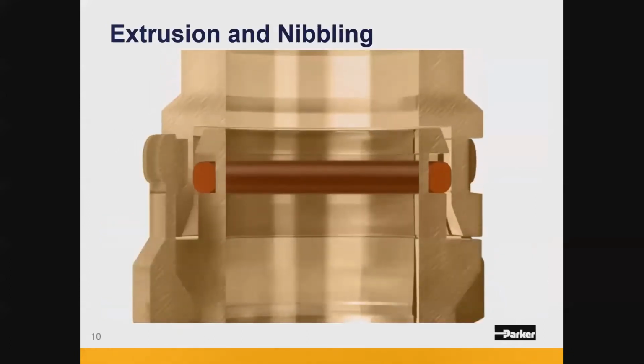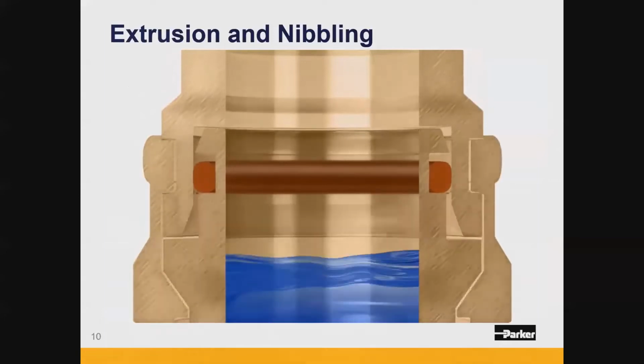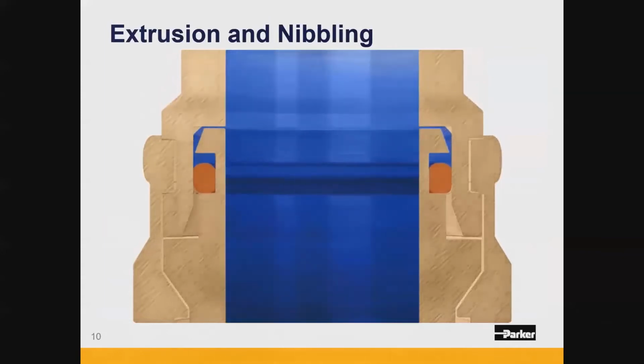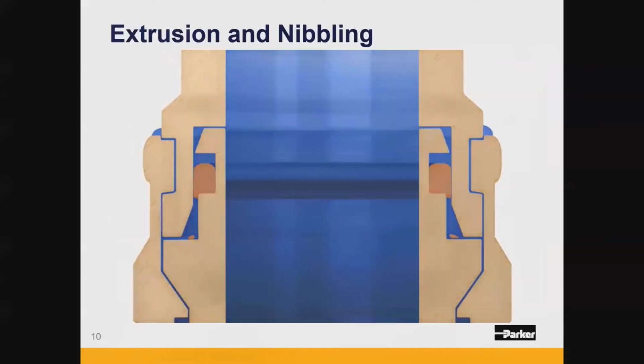This animation here displays what happens when extrusion occurs. As the system is pressurized and the seal is exposed to the high pressure next to too large of an extrusion gap, the material is forced through that gap, permanently deforming and resulting in the seal no longer applying sufficient sealing function.